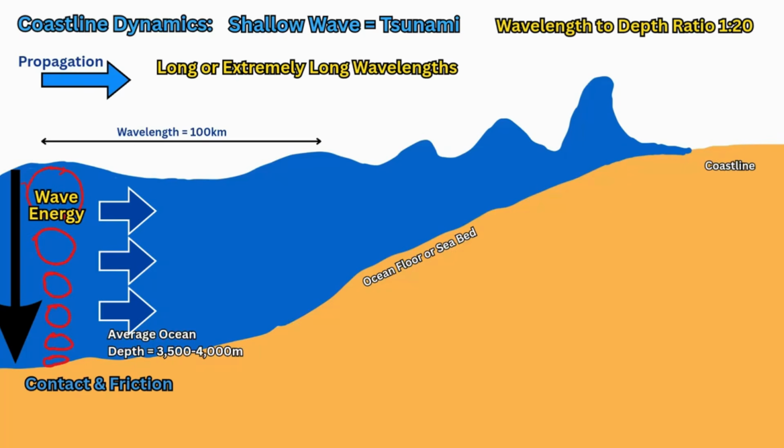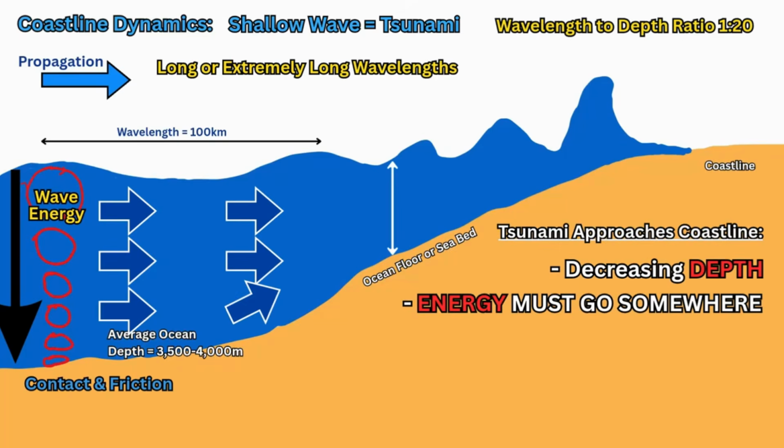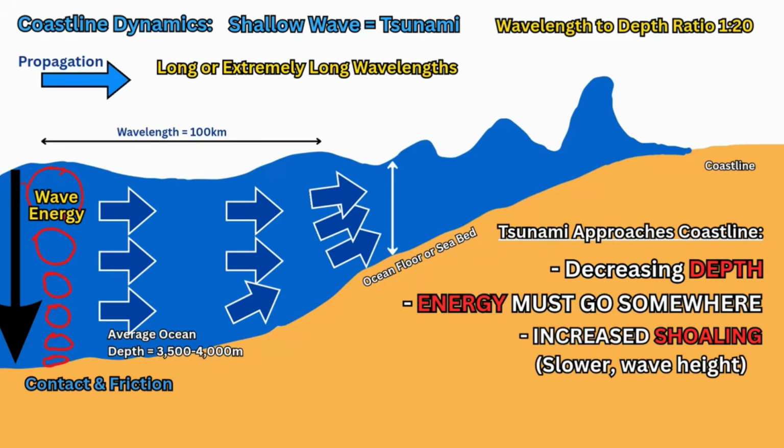Now, when it does approach a coastline, obviously the ocean water becomes shallower. The depth decreases, and the energy of this tsunami must go somewhere. So you get increased shoaling and friction between the energy of the tsunami as it's propagating through the ocean and the ocean floor seabed. And this creates a slowing down effect of the water. The water by the surface is still moving quickly with less friction and less interaction.